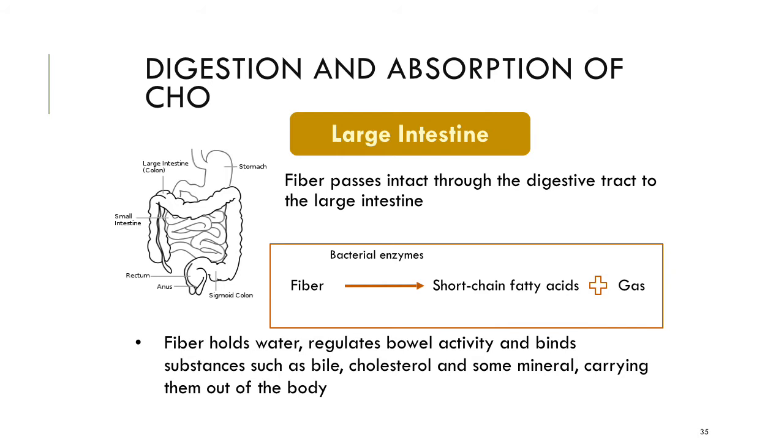In the large intestine, there's a lot of bacteria, and remember I said the soluble fibers can be fermented, acted upon by the bacterial enzymes. What are the byproducts of this fermentation? The gas and the short chain fatty acids. Remember, the insoluble fibers also have the ability to hold water, regulate bowel activity, and bind substances such as bile, cholesterol, and some minerals, so that we can expel them out of the body.